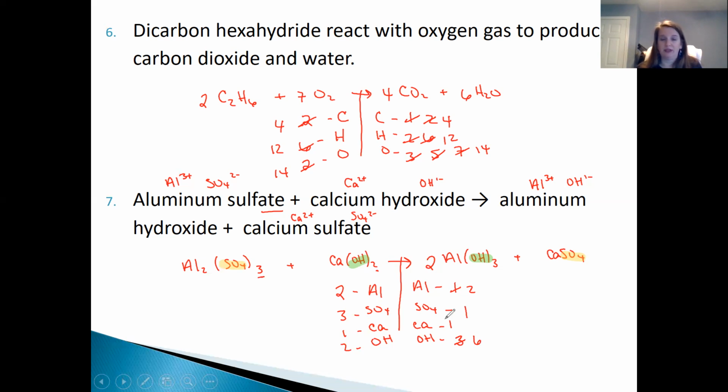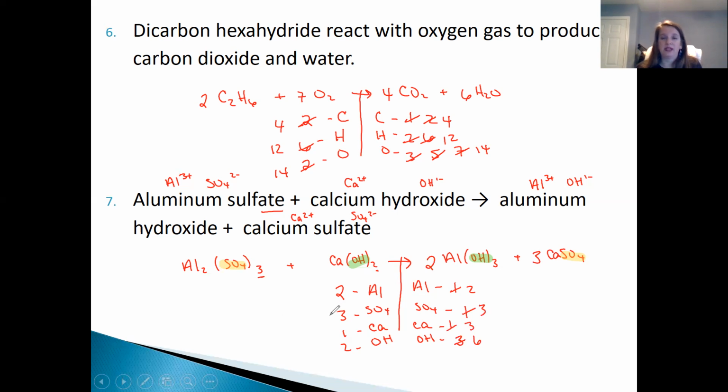Oh, my calcium's already balanced, excuse me. I've got to balance my sulfates. So I have 3 sulfates on the reactant side. I need 3 sulfates on my product side. So I'm going to put a 3 here in front of my calcium sulfate. That changes to 3 sulfates, 3 calciums.